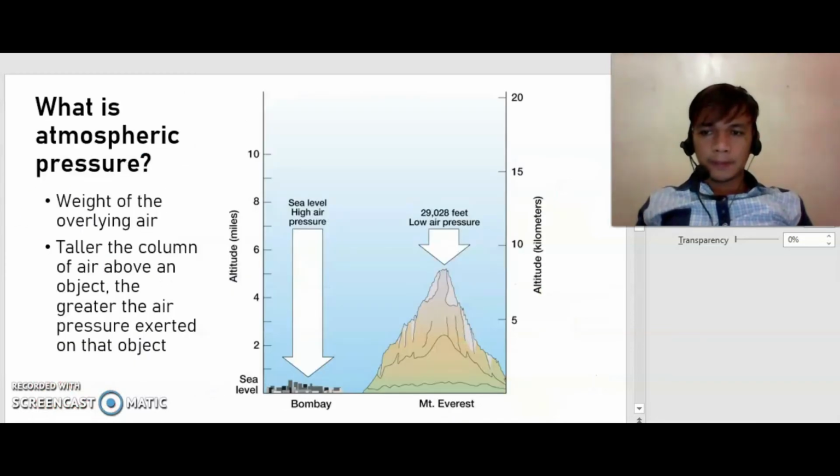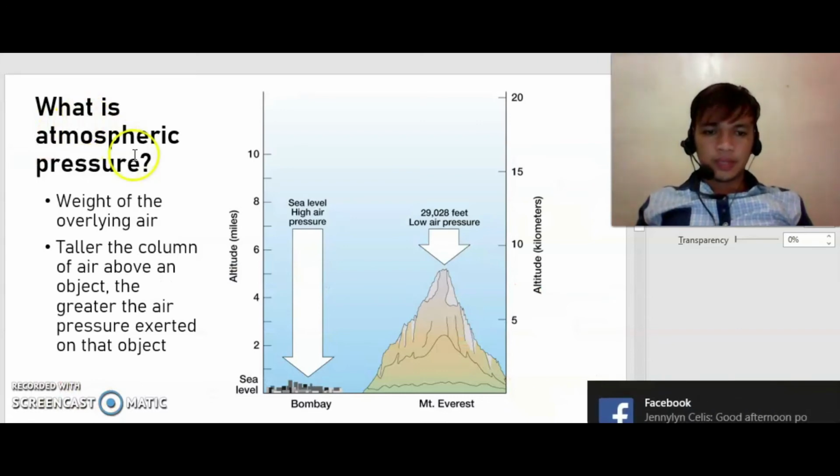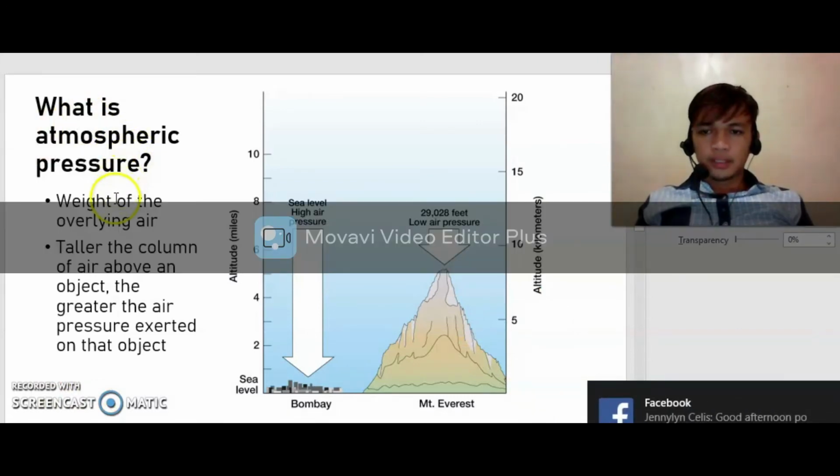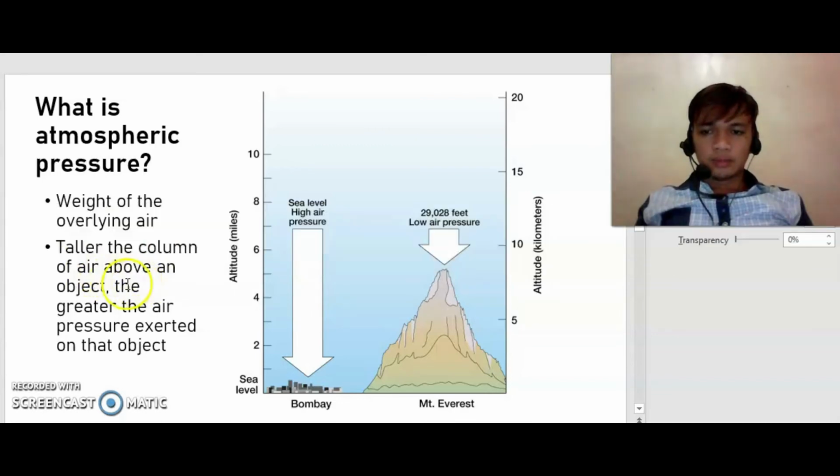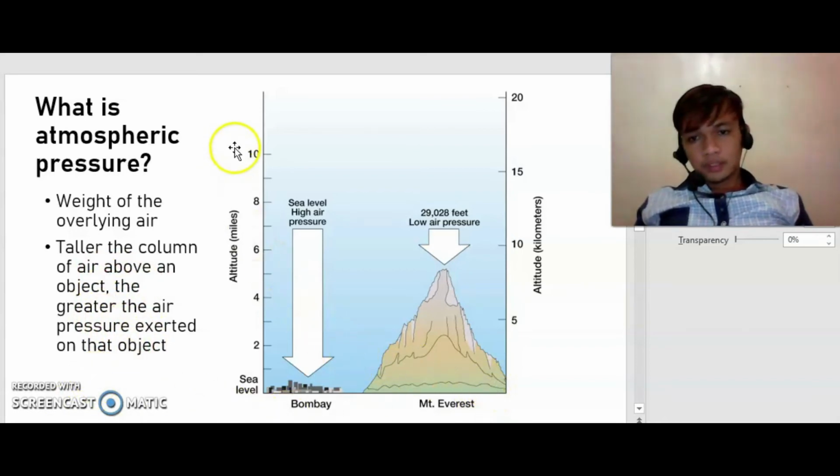Okay? Now, what is an atmospheric pressure? Okay? This is the weight of the overlying air. Okay? So, the taller the column of the air above an object, the greater the air pressure exerted on that object. So, look at this graph.